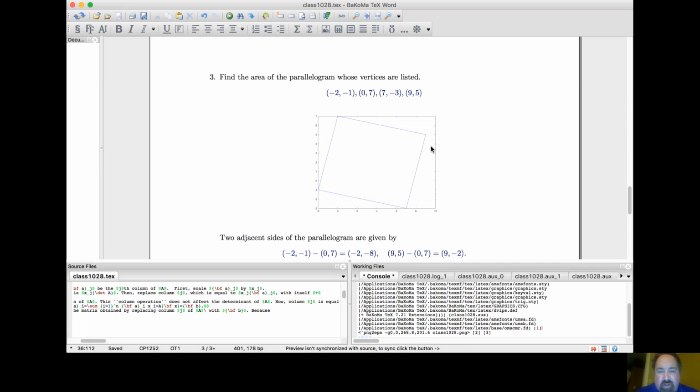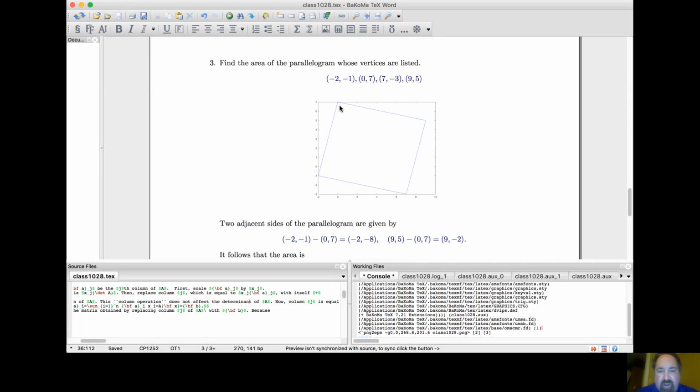So what I do is I pick any vertex. I'll pick this one, 0, 7. And I need to choose the adjacent vertices. So -2, -1 down here, and then 9, 5 over here. So not this one. Then I subtract these points to get edges. So I have this vector that's pointing in this direction, away from this vertex. -2, -1 minus 0, 7 gives me this vector that starts here, ends here.